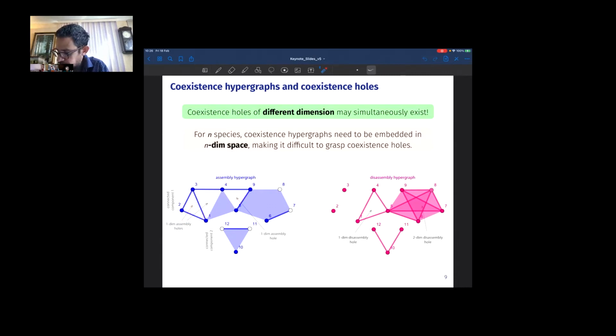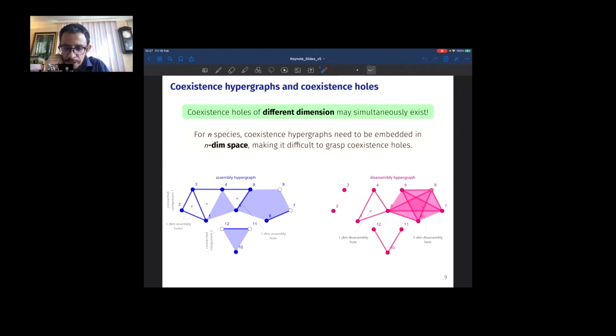So this is an example of an assembly hypergraph for a community of 12 species. From inspection, you can identify some assembly holes of different dimension. This one, and these ones, are 3 assembly holes of dimension 1. You have two connected components, so you have 2 zero-dimensional assembly holes. And that is more or less easy to grasp just by inspection. Then you can calculate the missing boundary, and you will get your disassembly hypergraph that looks like that.